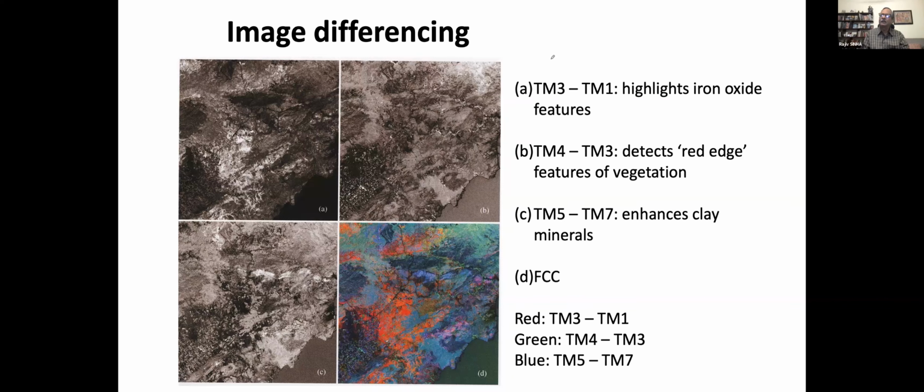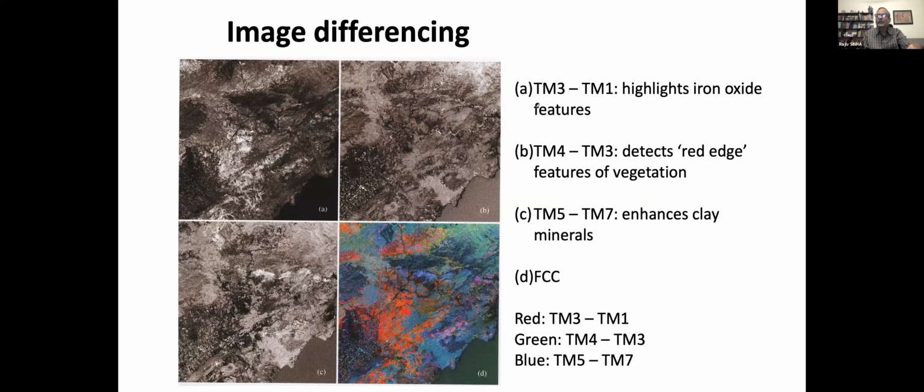And then you can combine all of these difference images into a single FCC, for example. So this is what is shown here. These are different images. This is TM3 minus TM1. B is TM4 minus TM3. C is TM5 minus TM7. And this image is a false color composite of all the three images.